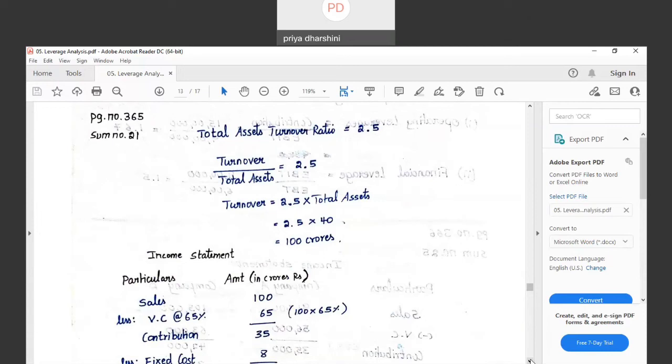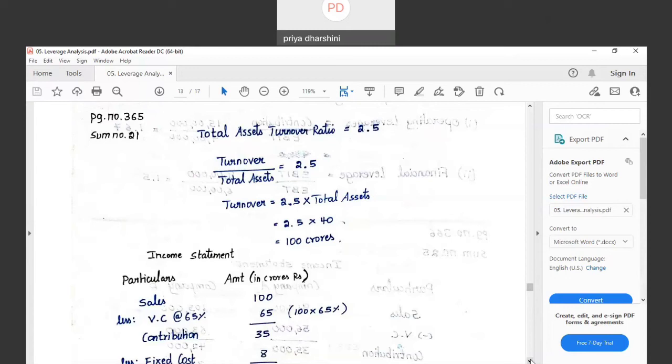The additional information given is under fixed cost per annum excluding interest is 8 crores. Variable operating cost is 65%. Total asset turnover ratio is 2.5. Income tax rate is 40%. Required. Calculate the following and comment. What are they asking us to find? Earnings per share, operating leverage, financial leverage, and combined leverage.